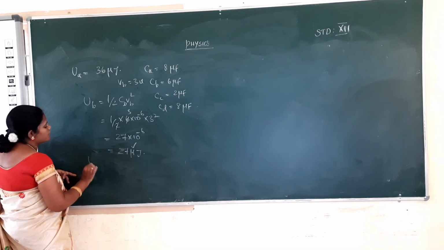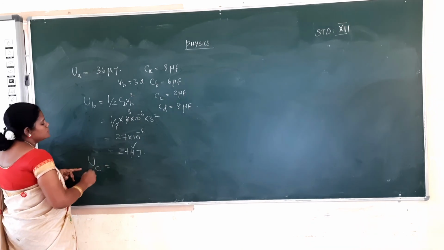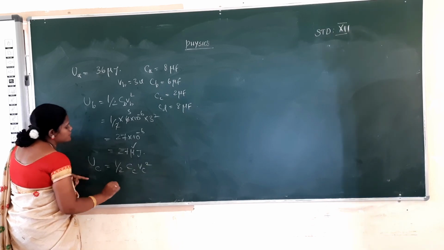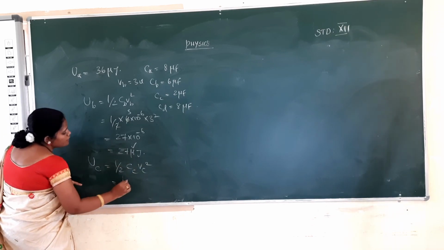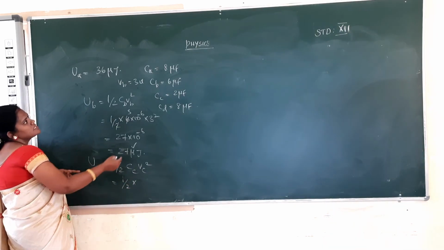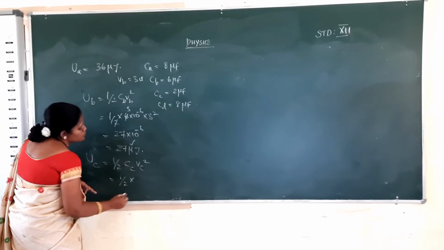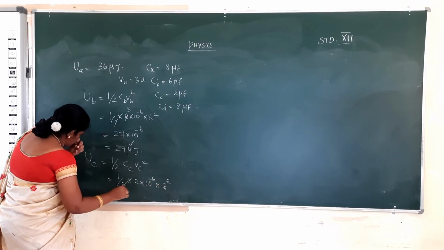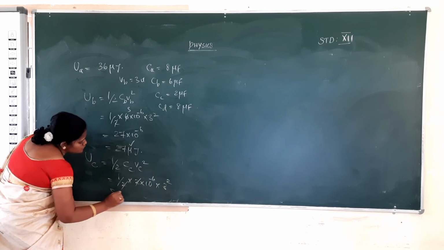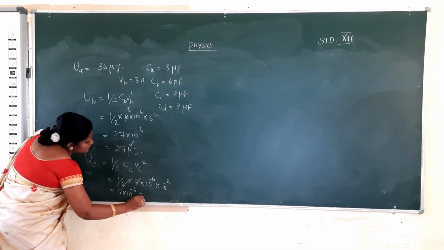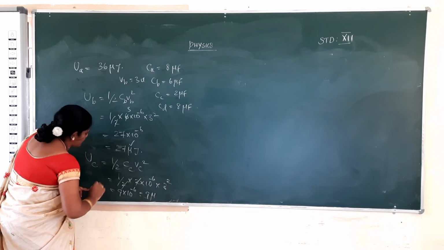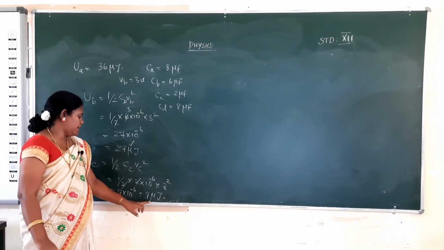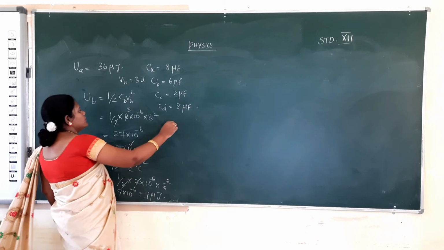Next we calculate the energy stored in capacitor C. UC is equal to half CC VC square. Substitute the CC value and VC value. The CC value is 2 microfarad, so half into 2 into 10 power minus 6, and VC is 3 square. The 2 cancels, and 3 square is 9. So 9 into 10 power minus 6, energy in joule, so 9 microjoule.